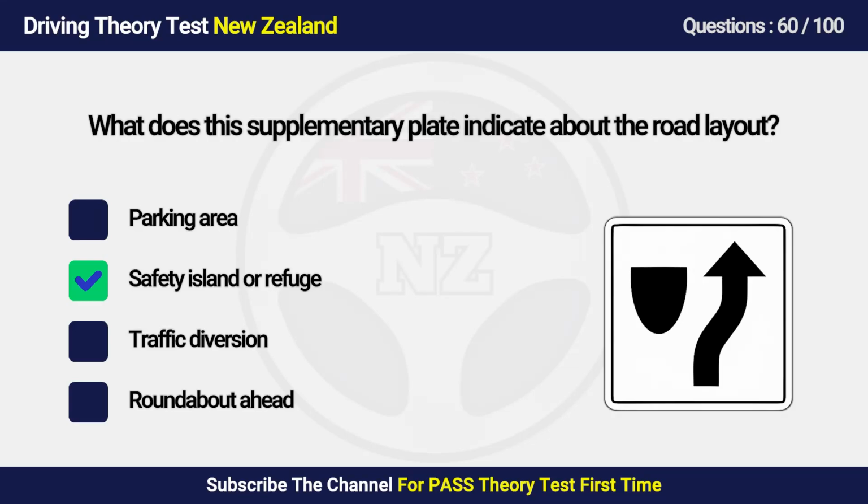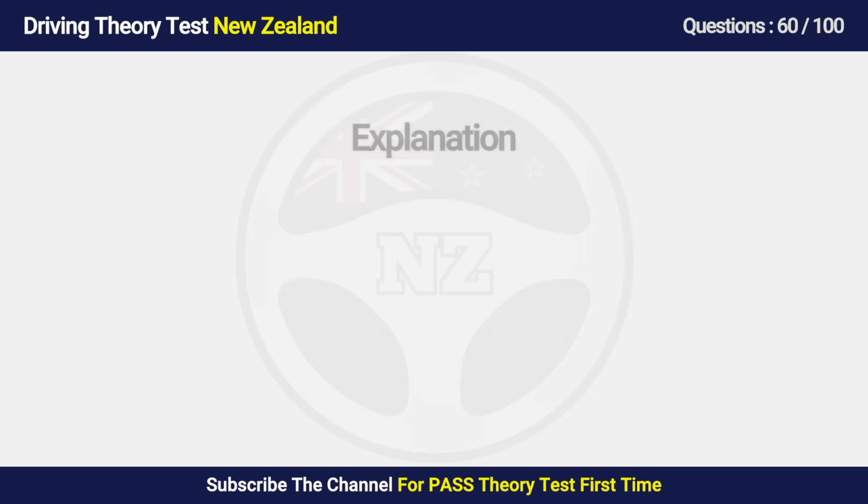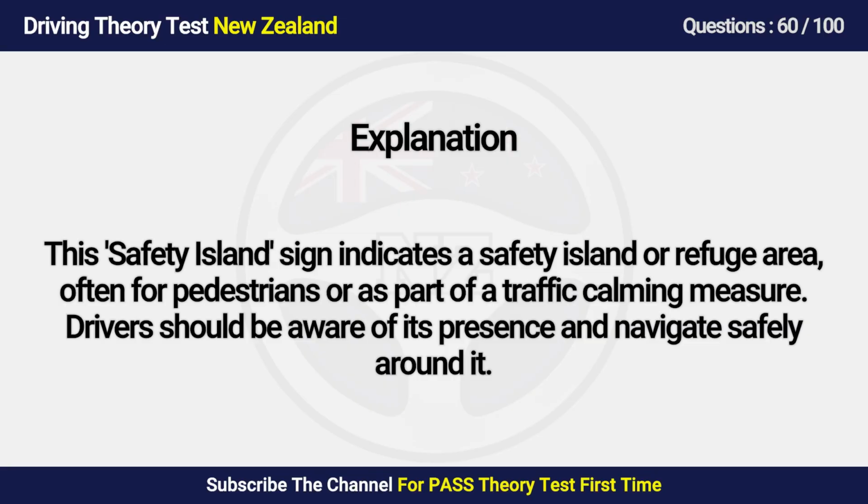Answer is B. Safety island or refuge. This safety island sign indicates a safety island or refuge area, often for pedestrians or as part of a traffic calming measure. Drivers should be aware of its presence and navigate safely around it.